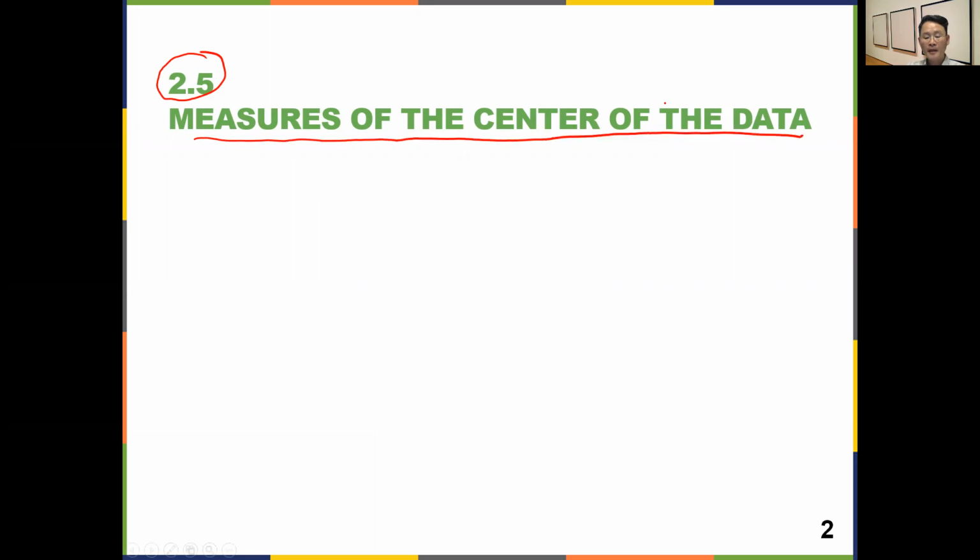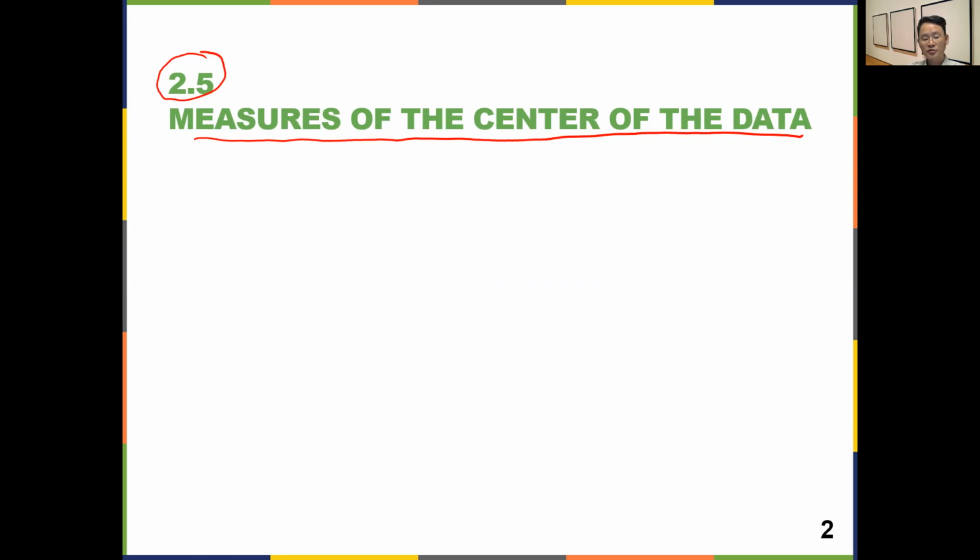Now, I always think the title of each chapter is very important because it tells you what this chapter is about in a nutshell, right? So what do you think we're going to talk about? We're going to talk about measures. Measures meaning we're going to look for a number that describes the center of the data.